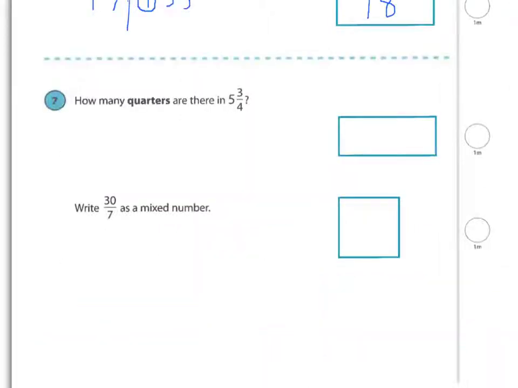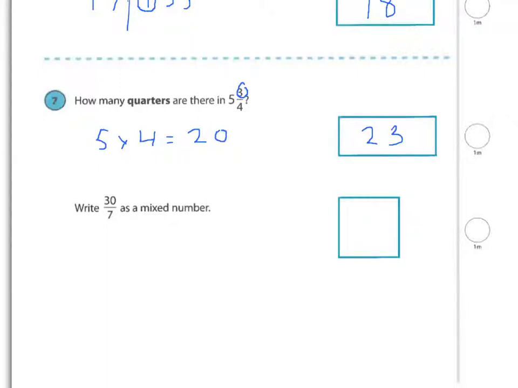Question 7. How many quarters are there in 5 3/4? Well, in every whole, there are 4 quarters. So what you would need to do is 5 wholes times 4 quarters, which makes 20 quarters. But also, I've got 3 quarters. So I have, in fact, got 23 quarters in total.